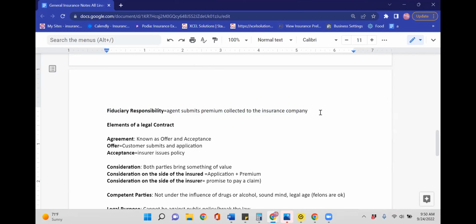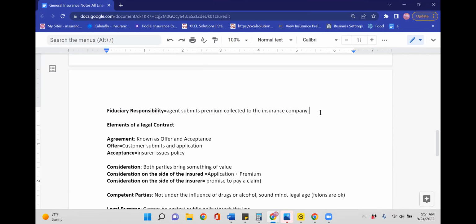So when you think fiduciary, think funds. Funds are money, premium. The question may not use the word funds. The question may say premium or money, but funds are money. So fiduciary funds. If they're talking about funds, if they're talking about money, it's probably something related to fiduciary. Another thing about fiduciary responsibility is you're not allowed to commingle.